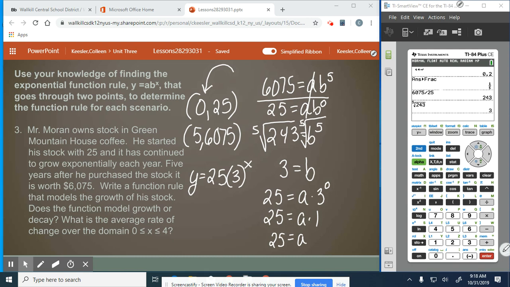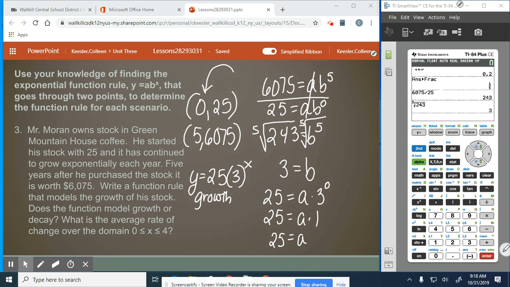So then it says, does this model growth or decay? Obviously, this is growth because we're multiplying by 3 repeatedly, which means it's going to continue to grow. And then something new here, it says, what is the average rate of change over the domain of 0 to 4? So domain is just talking about the x values between 0 and 4. Average rate of change is finding the slope, basically, from 0 to 4.